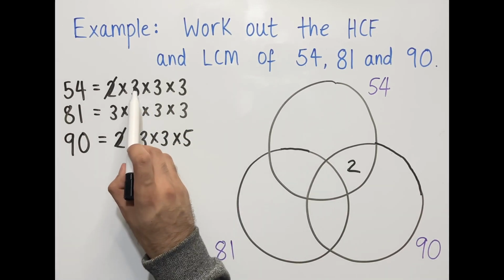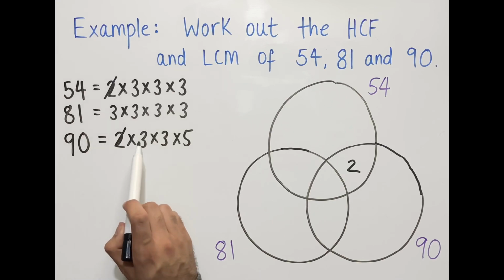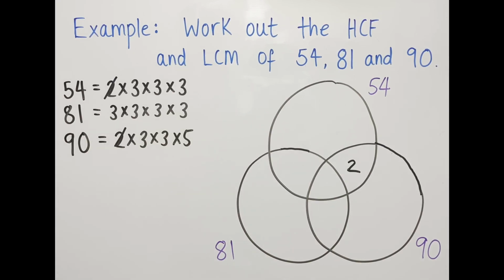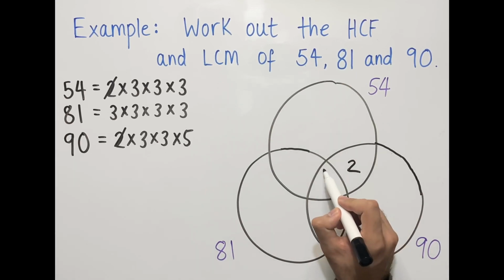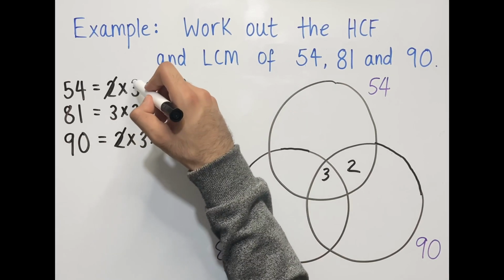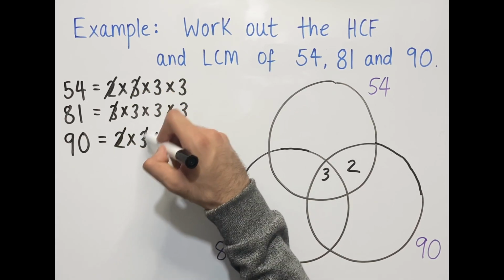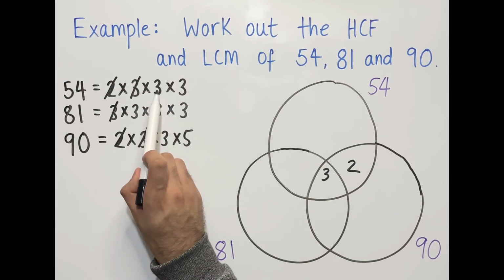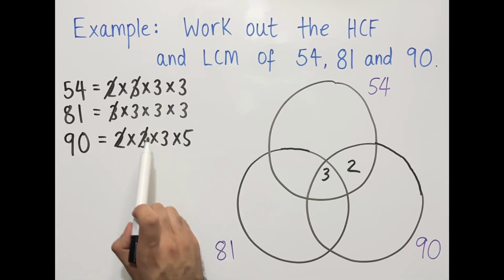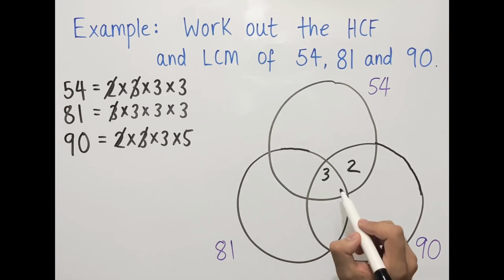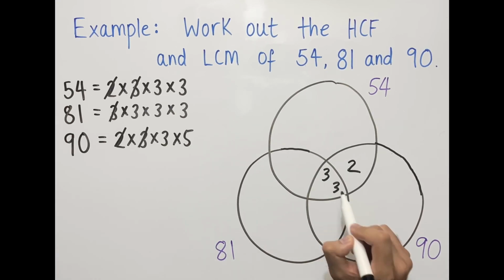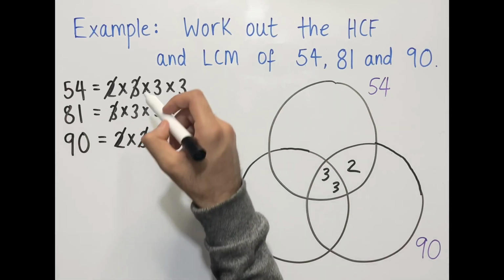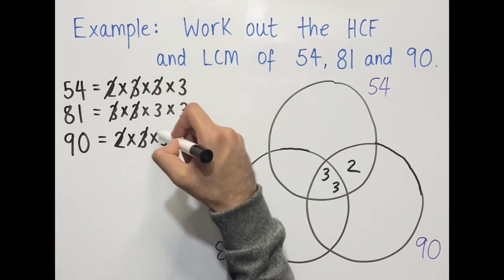So 3 is common in 54, 81, and 90. Therefore, we place the 3 between the intersection of all three numbers. In other words, the middle region here. And then we cross out the 3's in our products. We then move on to the next number. So we've got a 3 within 54 and 81 and 90. So we can place another 3 between the intersection of all three numbers. Once we've done that, we cross out the 3's.